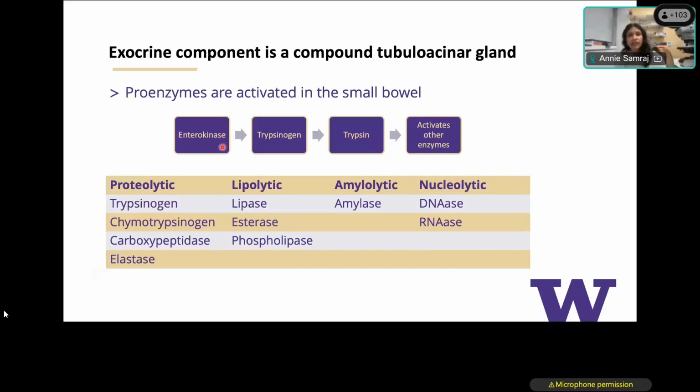So we talked about how the proenzymes are packaged as secretory vesicles, so they don't activate inside the gland. Proenzymes are activated in the small bowel by enterokinase. The enterocytes secrete enterokinase, and that converts trypsinogen to trypsin, and trypsin activates all the other enzymes. So we have a number of digestive enzymes: proteolytic enzymes, lipolytic enzymes, amylolytic enzymes, and nucleic acid breaking nucleolytic enzymes. Trypsinogen is the main one that, after its conversion to trypsin, catalyzes the activation of all of these other enzymes.